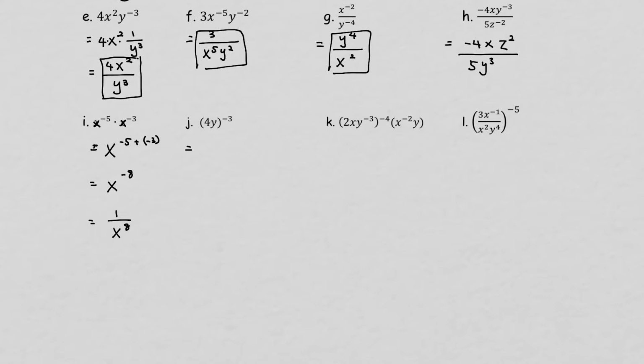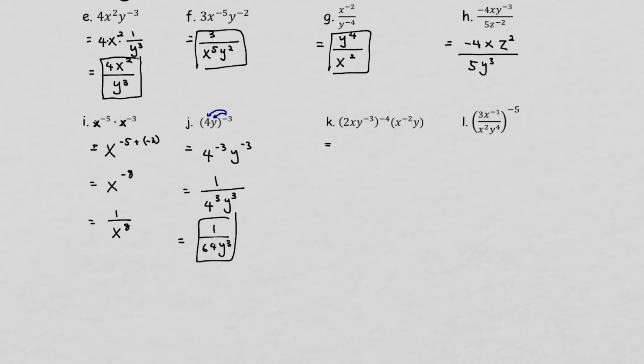This one you can distribute, right? When you distribute, because you have two terms, you're going to distribute 2 times. So you get 4 to the negative third, y to the negative third. Negative means it will go to the denominator. And 4 cubed becomes 64 and y cubed.